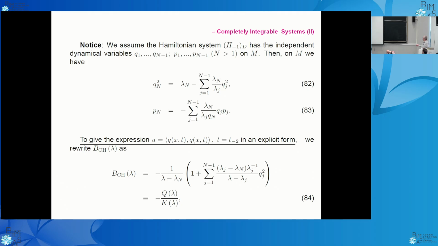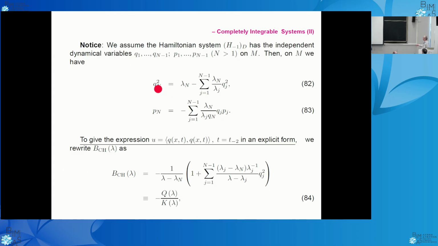The key idea is from above. You're going to remember, you figure out the q1 squared and the p. Because the Hamiltonian has independent dynamical variables, and on the symplectic manifold we have 2 conditions, basically the independent variables are only 2n minus 2.